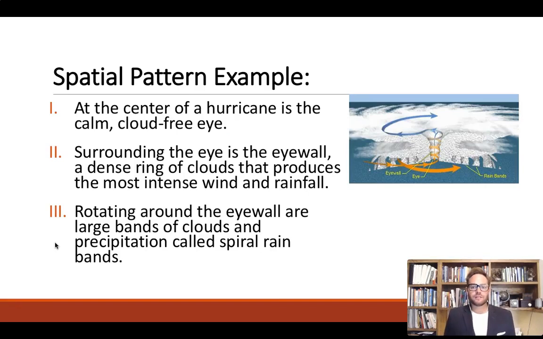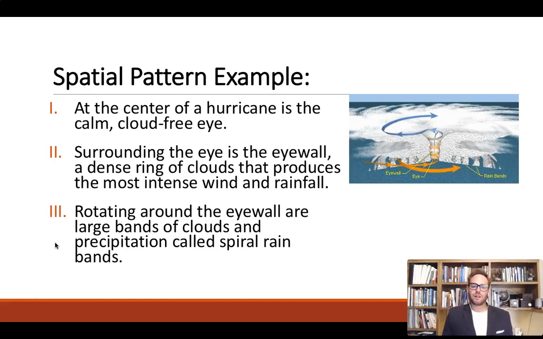The spatial pattern, this is again where we're structuring our main points in a directional pattern and the relationship with spatial proximity. So for this example, we're going to inform the audience about the structure of a hurricane. Okay, so we could go from the outside to the inside, but for this speech example, we're going to be starting our speech at the center of the hurricane and moving outward.